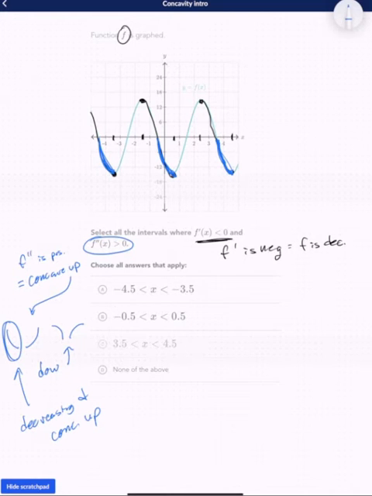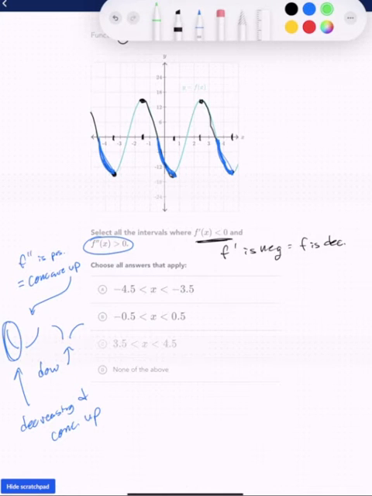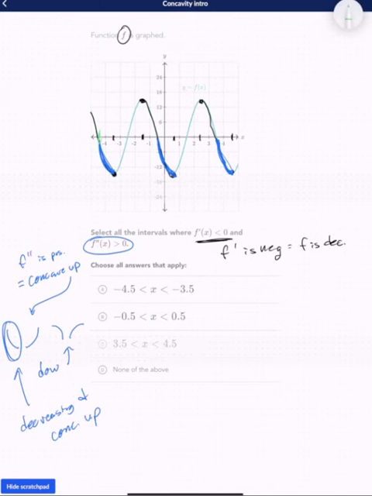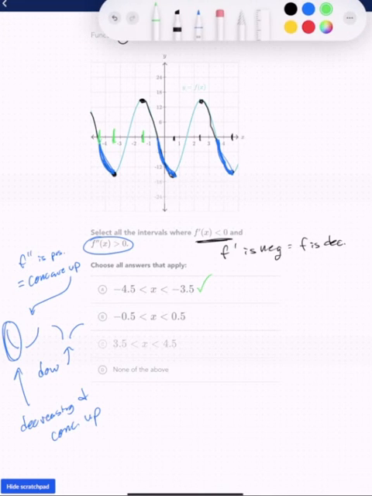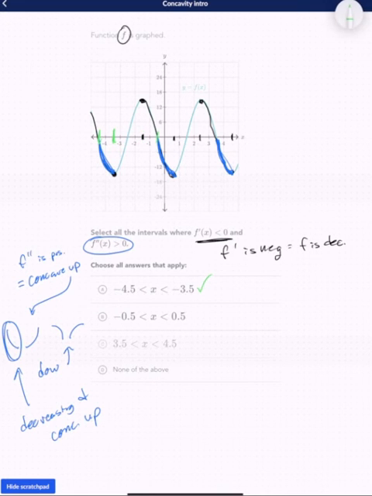Let's look at the 4.5 one. So negative 4.5 to negative 3.5. 4.5 is right about here, and 3.5 is right about here. I would say yes, that one definitely is one. And then negative 0.5, which is right here. No, that's not negative 0.5, it's negative 1.5. Negative 0.5 is right about there, and then to positive 0.5 is right about there. Yep, that one works too.